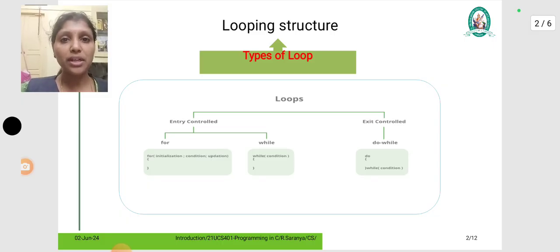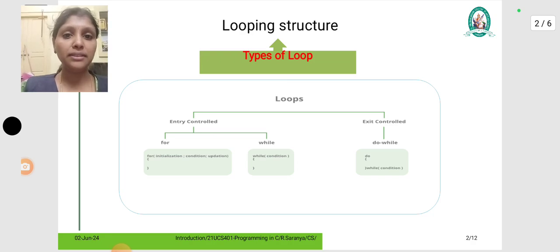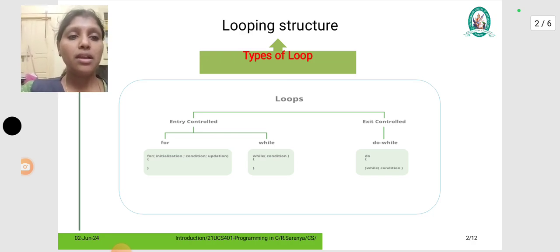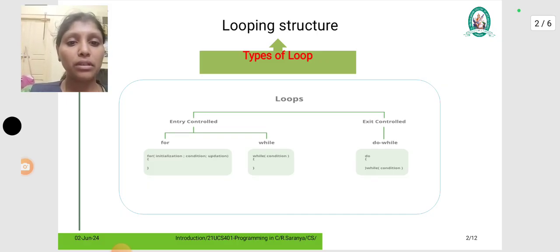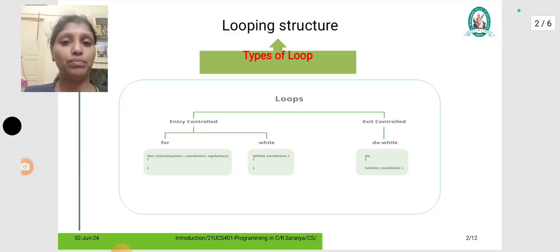Entry control loop means that first itself you are going to check the conditions. In the entry control loop we have two types: one is for loop and another one is while loop. In exit control loop we have one, that is none other than do while.